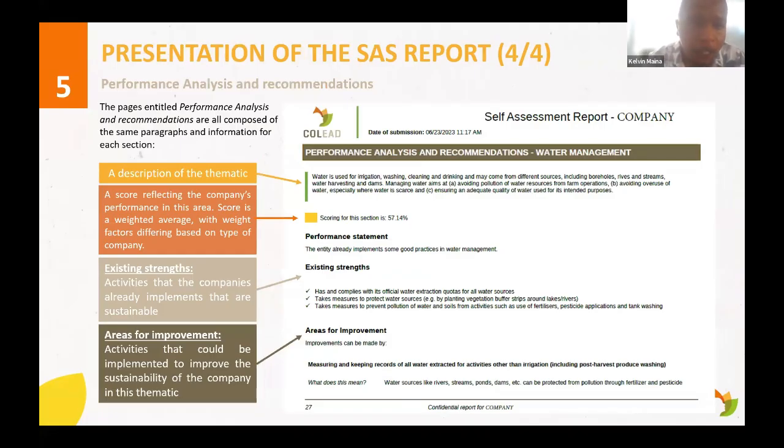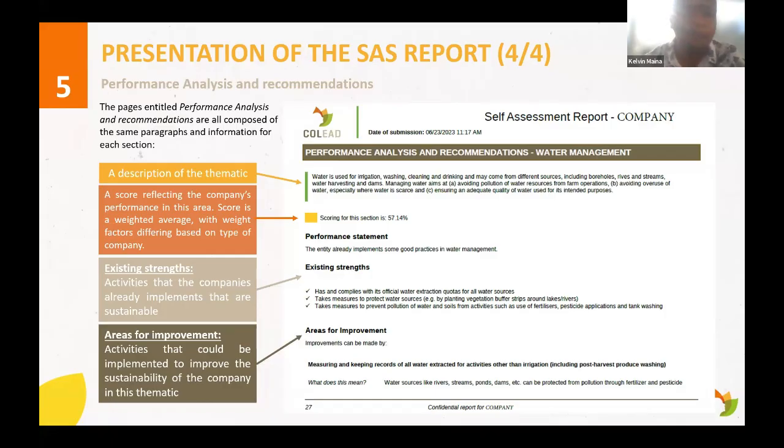Again, here, as you can see, we also provide the weighted score. So this is the performance analysis and recommendations. As you can see here, there's, of course, the performance analysis per thematic. So for example, this is water management. There's the description of the thematic: water is used for irrigation and so on. Then there's a score. This is the weighted score.